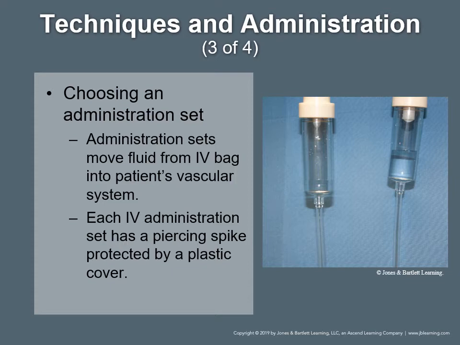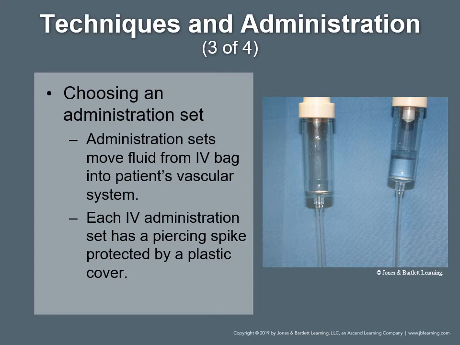Choosing an administration set. Administration sets move fluid from the IV bag into the patient's vascular system. Each IV administration set has a piercing spike protected by a plastic cover. There are different sizes for different situations and patients. Most drip sets have a number visible on the package. This indicates the number of drops it takes for 1 milliliter of fluid to pass through the orifice and into the drip chamber. Okay, does that make sense to you?